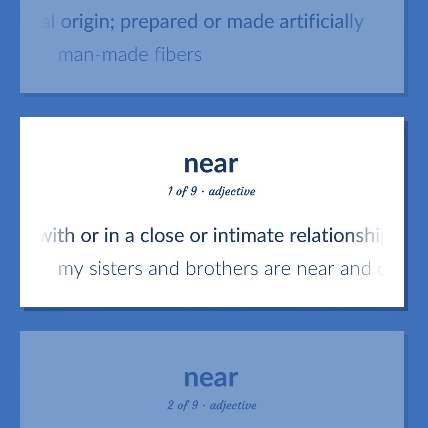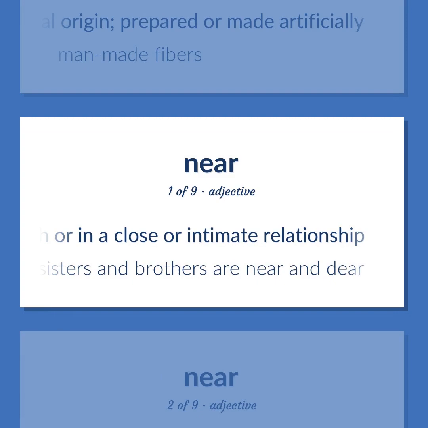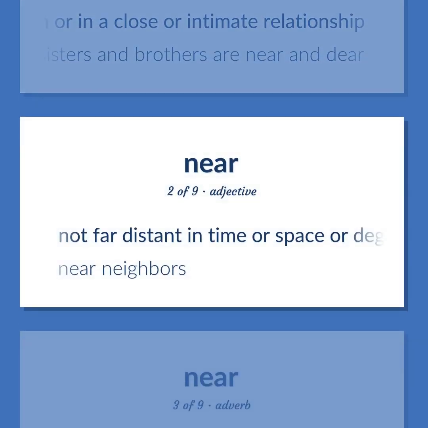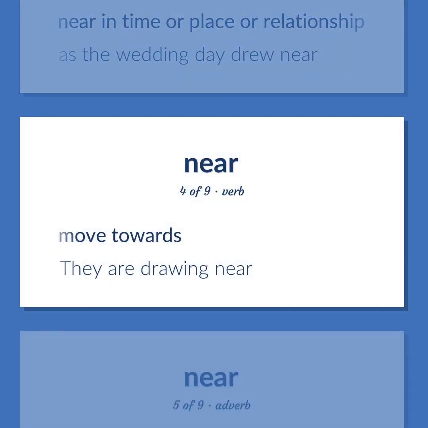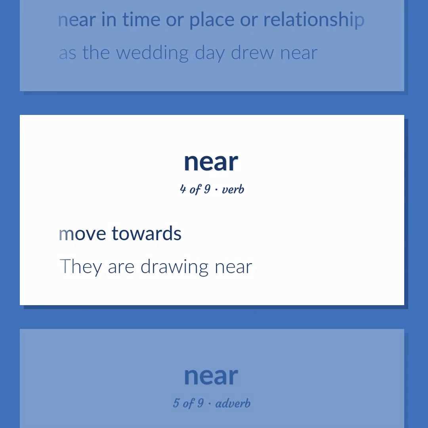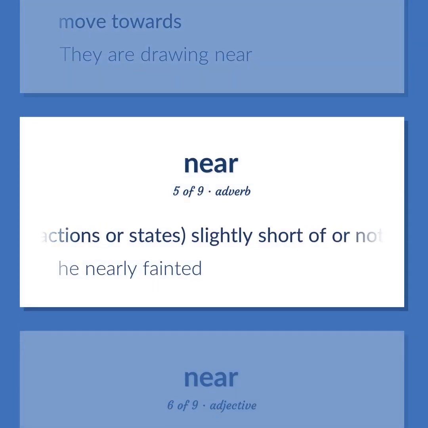With or in a close or intimate relationship. My sisters and brothers are near and dear. Not far distant in time or space or degree or circumstances. Near neighbors. Near in time or place or relationship. As the wedding day drew near. Move towards. They are drawing near. Of actions or states, slightly short of or not quite accomplished, all but. He nearly fainted.